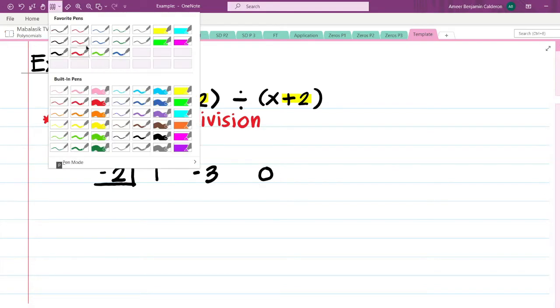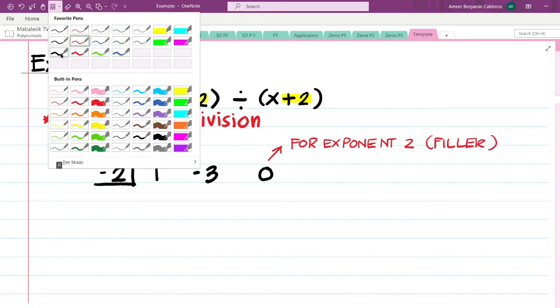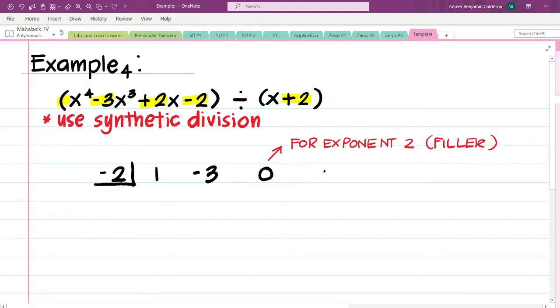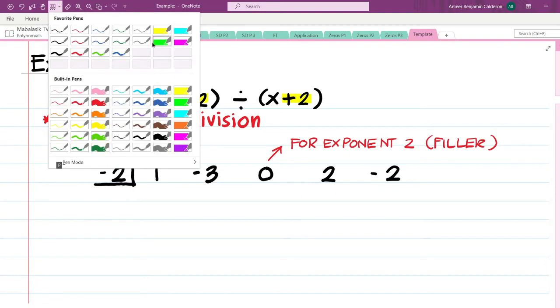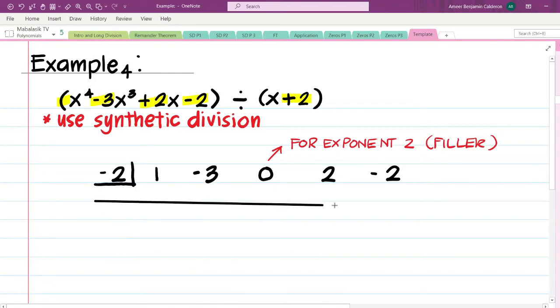For exponent 2, let me write it so you won't get confused. For exponent 2. This is our filler. Okay? And then we have exponent 1, that's positive 2. And then constant term, negative 2. We are now going to proceed to our division.